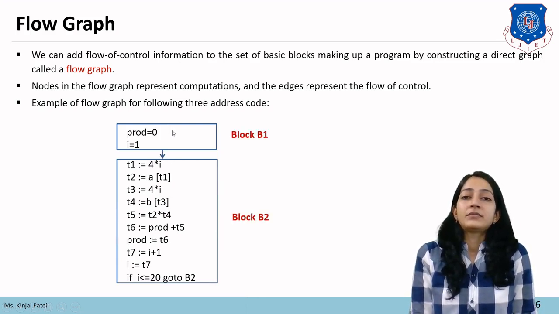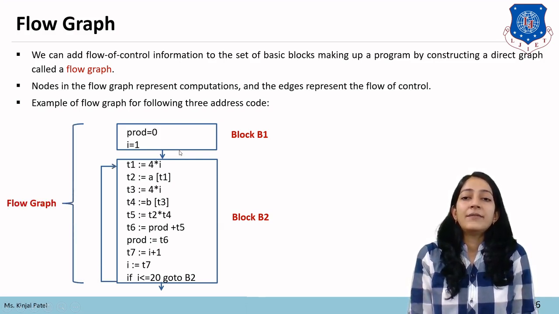Now we want to form the flow graph. Here we will assign direction from one block to another. From block B1 we need to go toward block B2. So here we have defined the flow graph. We have represented these basic blocks using a flow graph by assigning the edges.